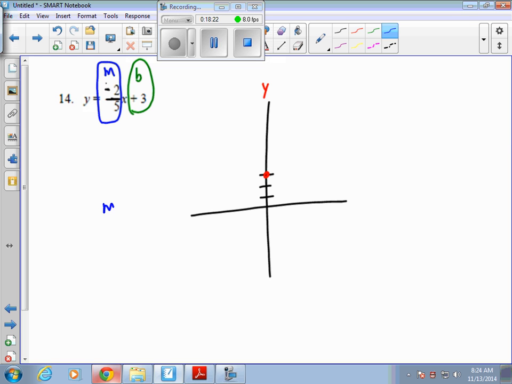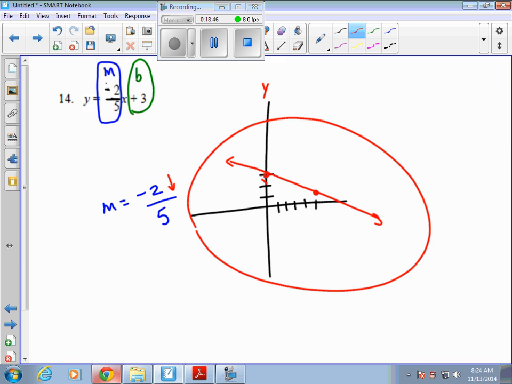M, your slope, tells you where to move. Remember, it tells you where to move. Either go up or down, and then go left or right. Negative 2 says go down 2. Positive 5 tells us to go to the right. 1, 2, 3, 4, 5. So down 2 and to the right 5. Notice I only went down 2, not 3, and to the right 5. Once you have your 2 points, connect them with a line, and there's your graph for y equals negative 2/5 x plus 3.